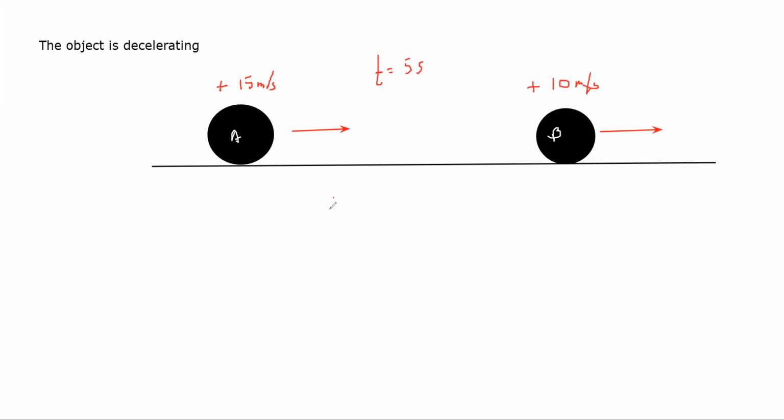So if I want to find acceleration, acceleration is final minus initial divided by time. So final velocity is 10, initial velocity is 15, and divided by time, the time is 5. So it will be minus 5 divided by 5, which is equal to minus 1 meter per second square. So the object is actually decelerating. It's minus 1. But what about the direction?